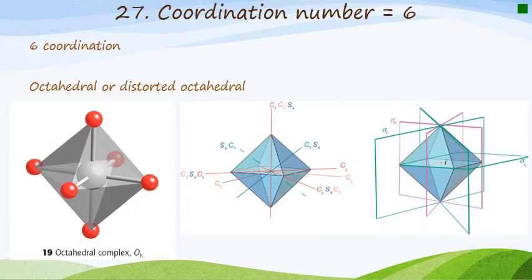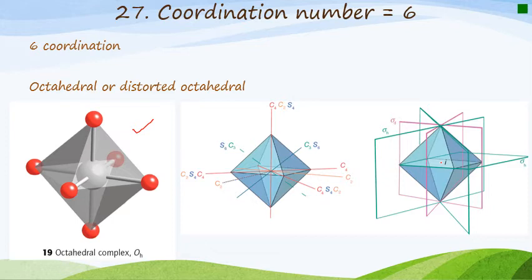Right, coordination number 6 is mostly octahedral or distorted octahedral. This is what the octahedral complex looks like. The diagram in the center shows all of the symmetry elements that you can see. You will see them labeled here: a C4 rotation, a C2 rotation, and even an S4 rotation. I'll remind you to go and revise what those things mean. And you even see the mirror planes, so there are diagonal mirror planes and horizontal mirror planes, all relevant.